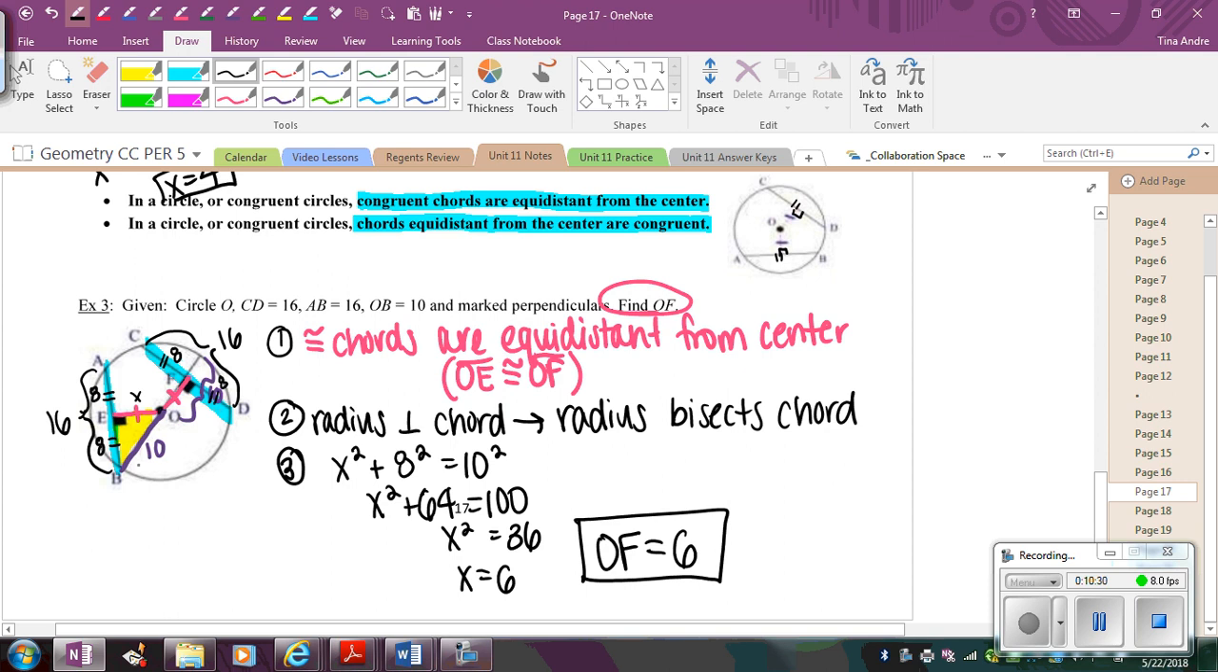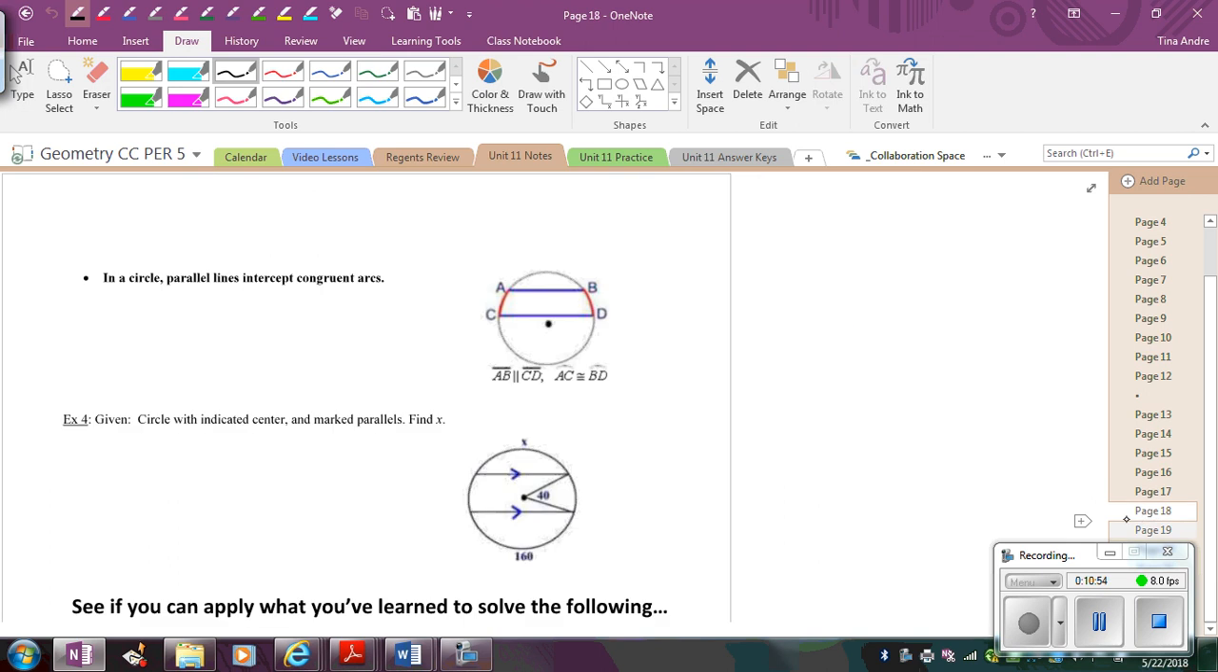Because I have BF, I could have called OF x, and then this little section here would have been 10 minus x. So I could have done 10 plus x times 10 minus x equals 8 times 8, and you would get the exact same answer. So it's another way to do it. It's just whatever way you see first, and whatever way you feel is the easiest way to do it is the way that you would approach this. So let's go to the next page here.